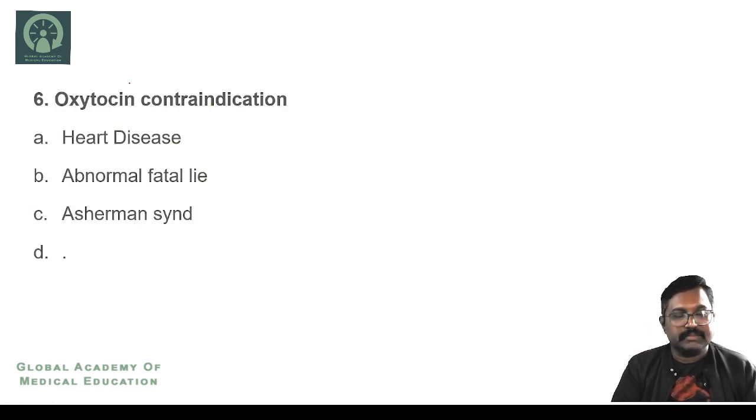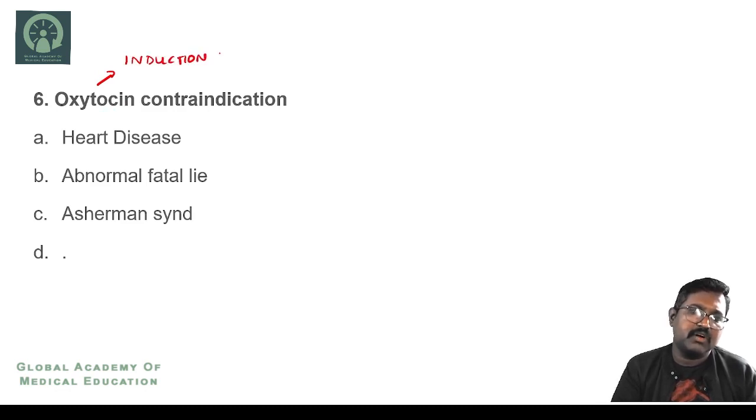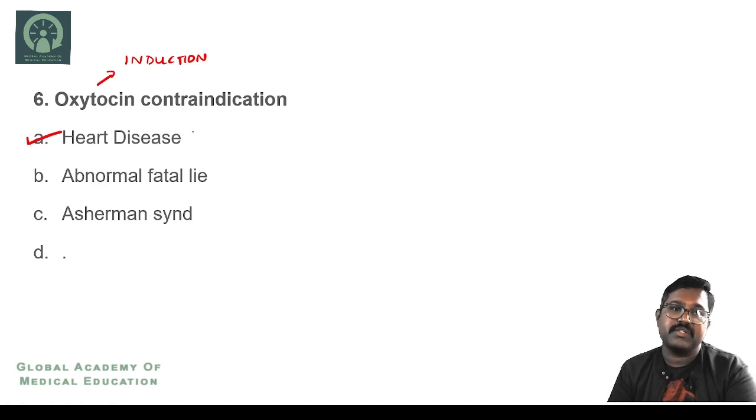So coming to the sixth question. Some of them were telling that oxytocin was asked. Oxytocin contraindication. Oxytocin is mainly used for induction of labor, induction of abortion, etc., in case of uterine inertia. They are totally contraindicated if there is any heart disease. In case of heart disease, you need to avoid the use of oxytocin.